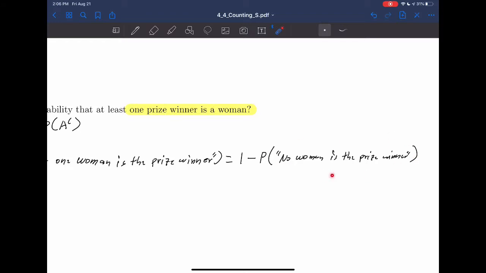But we already know this probability because no woman is the prize winner is the same as all the men were prize winners, which was 0.0056. So if you plug in the values, you'll get 0.9944, which is a really high probability, which makes sense because you're bound to choose at least one woman from the 5 winning people.